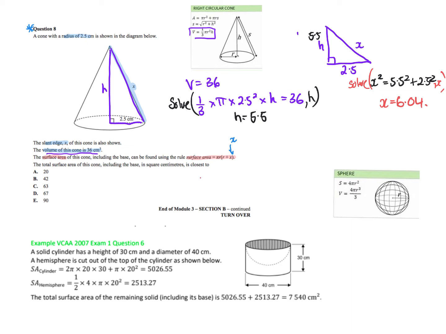The surface area equals pi times the radius, which is 2.5, times the radius, 2.5, plus 6.04. Okay, so I'm just working that one out. And I get 67.08, so I'm going to say approximately 67.